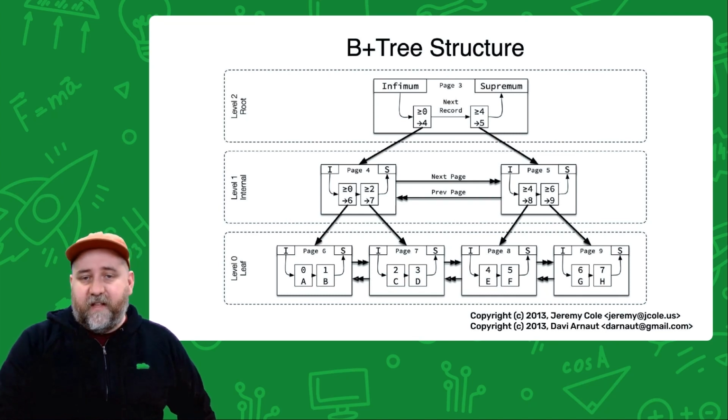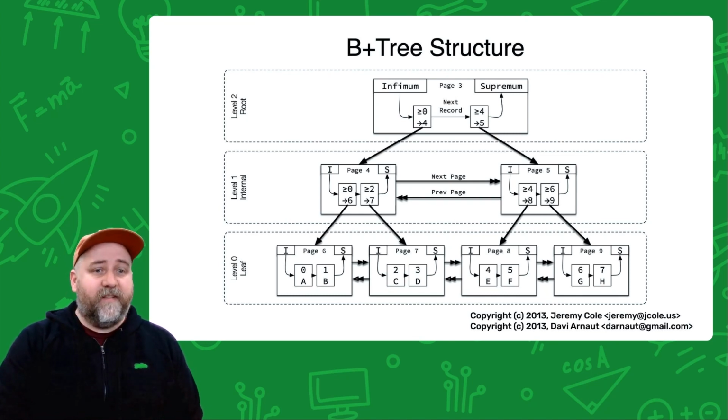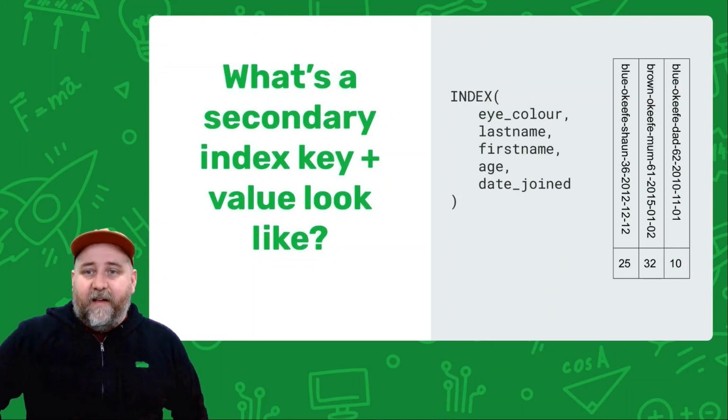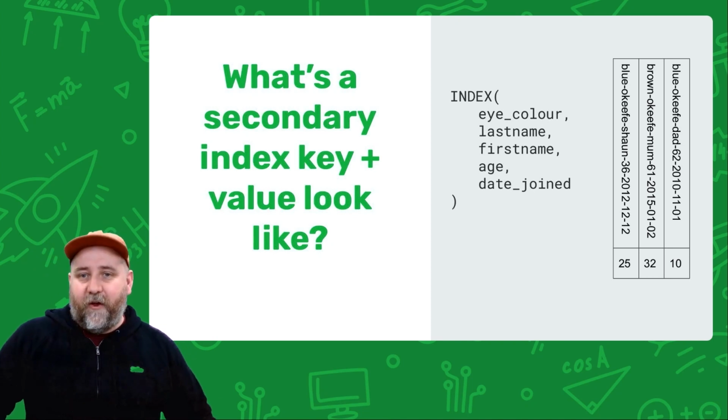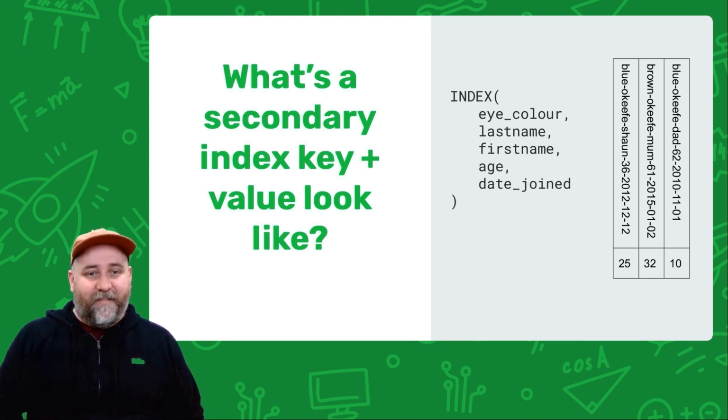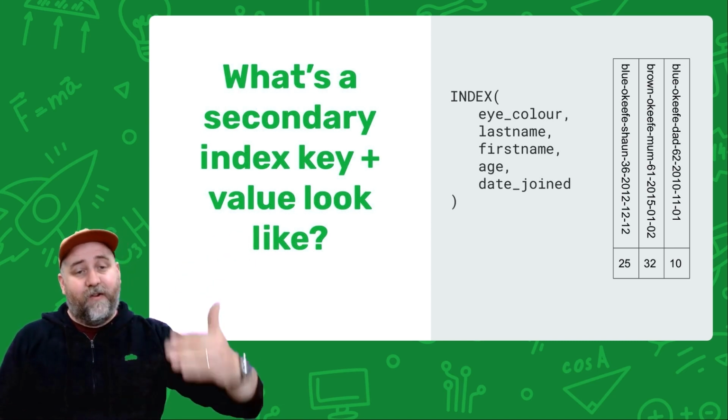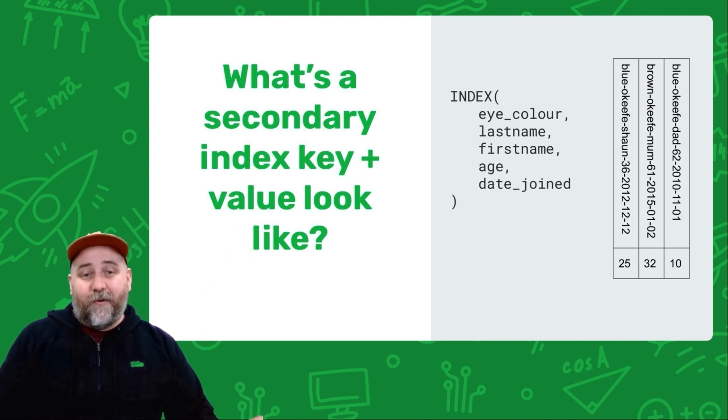Now we see these values down the bottom, 0A, 1B. What are these in a secondary index? These are actually the pairs of all the things that are in the columns in the index on the sort of top or left there. So eye color blue, last name O'Keefe, first name Shaun or mum or dad, and the dates there, and they map to a primary key. This is an important part of how secondary indexes work. They have the value you're looking up on and then a reference to a primary key.